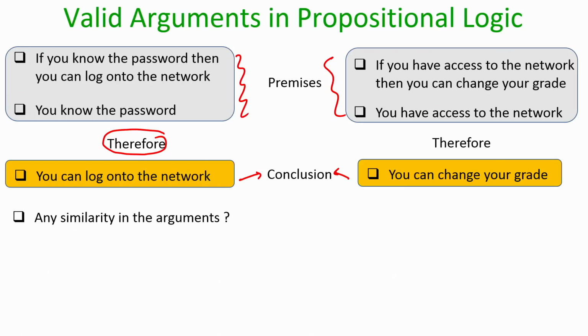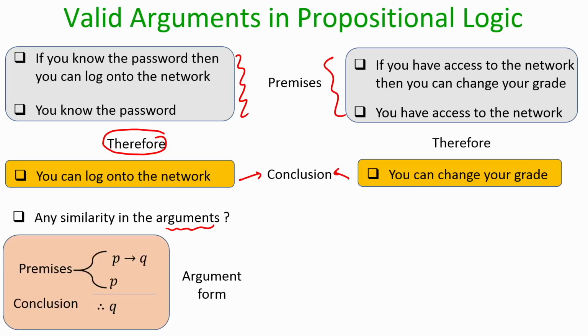Before verifying whether these arguments are logically correct or not, we want to check whether there is any similarity in the arguments. If I view these two arguments in the English language sense, then they are different because they are talking about different things. But if I try to abstract out these two arguments, then there is a similarity. Both these arguments have a common structure, a common template.